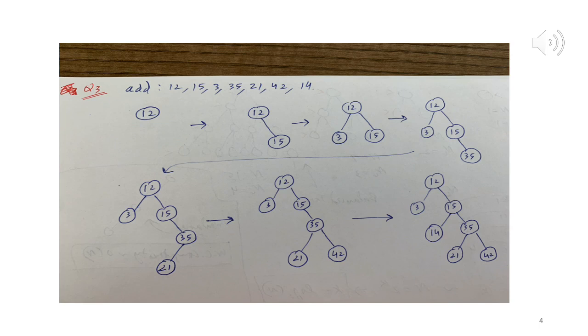Likewise for 21, go to 12, then go right, 15, again go right, 35, 21 is less than 35, so go left. 42, straight away you can see it's the largest, so 12, then go right 15, then go right 35, then go right 42. Last is 14, go to 12, go right 15, 14 is less than 15, go left. So quite simple. And this is the final tree that we get. Okay, so that's the final tree.